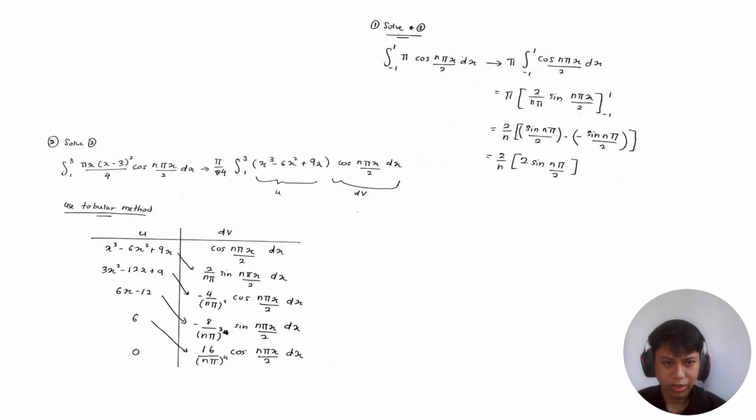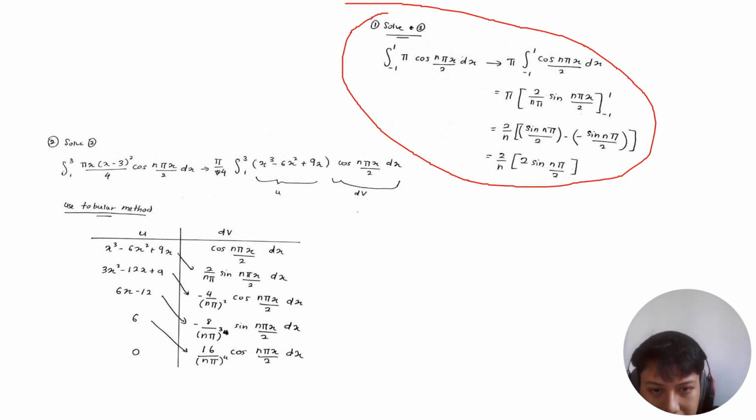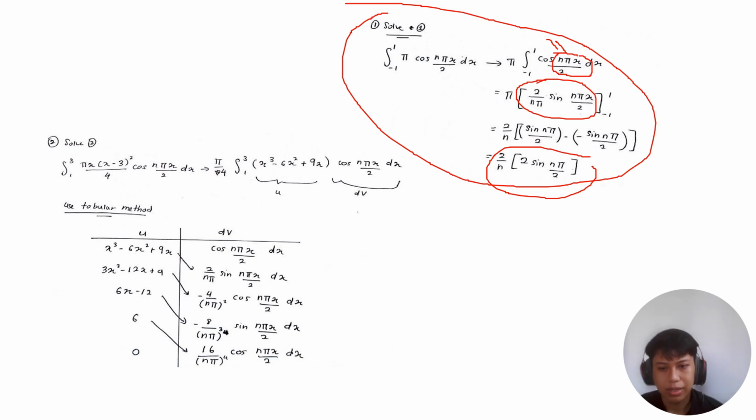Okay, next, for the first part, we integrate pi cos n pi x over 2. We know that if we integrate cos, we get sine, and we also integrate this part. We integrate the angle. We get this, and we substitute the value 1 and -1, and we got this for the first part. Then we proceed into the second part of the integration.